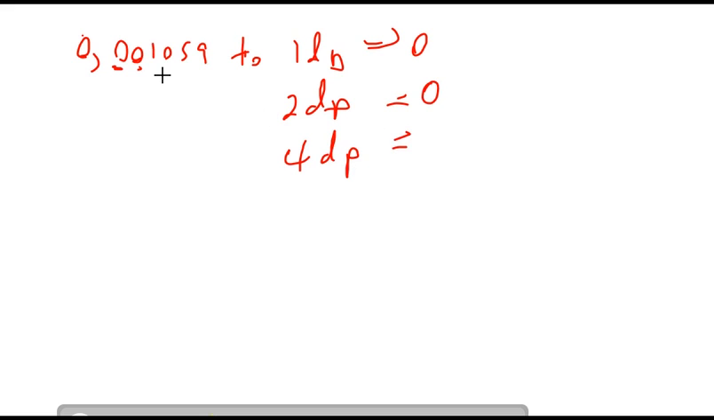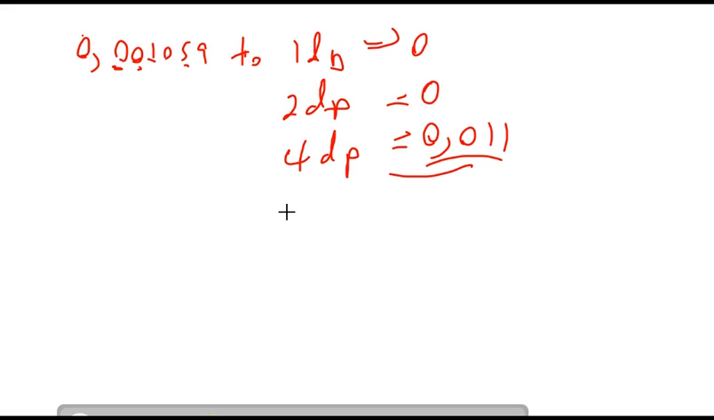Then if I look at the next one, to four decimal places, that's 1, 2, 3, 4. So then I consider the 5, which is greater. If it's 5 and above, I have to add 1 there. So the answer will become 0.0016 to 4 decimal places. Okay. Now, let's look at the same number.